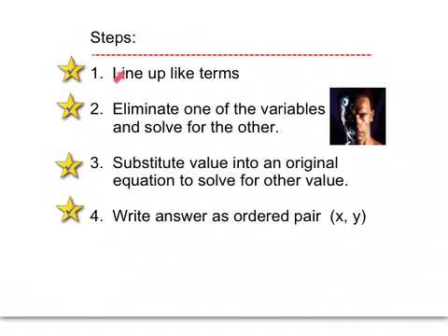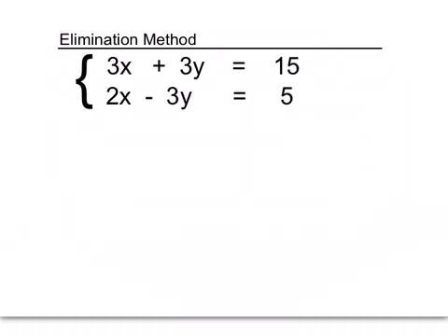So you need to make sure the terms are all lined up. You're going to eliminate one of the variables and solve for the other. Substitute the value into the original equations to solve for the second half of the answer. Don't forget to write your answer as an ordered pair.